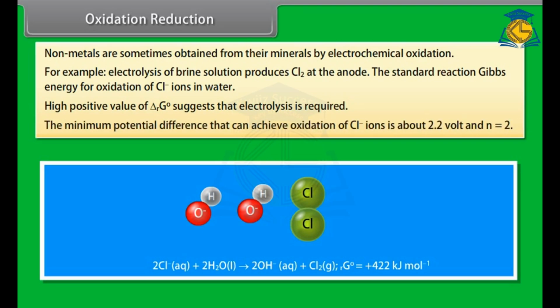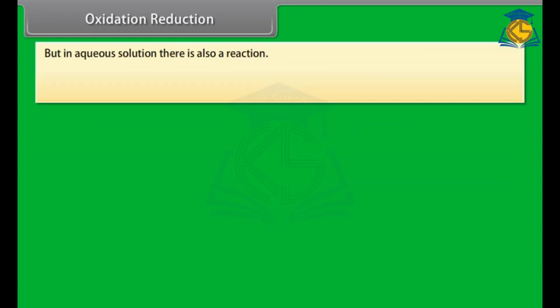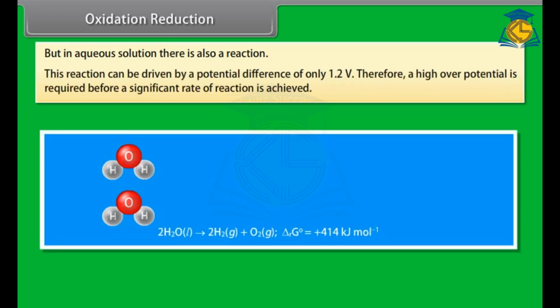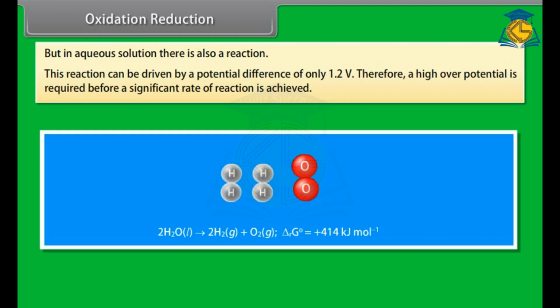The minimum potential difference that can achieve oxidation of Cl- ions is about 2.2 volt and n is equal to 2. But in aqueous solution there is also a competing reaction. This reaction can be driven by a potential difference of only 1.2 volt. Therefore, a high overpotential is required before a significant rate of reaction is achieved.